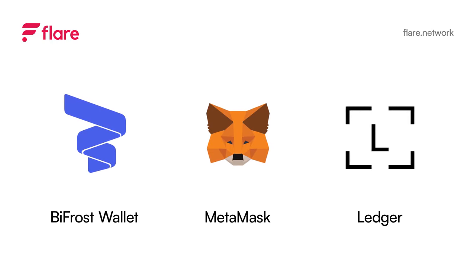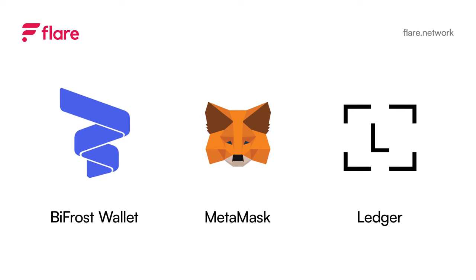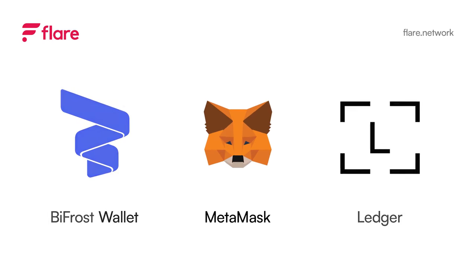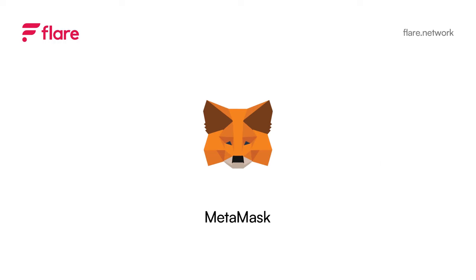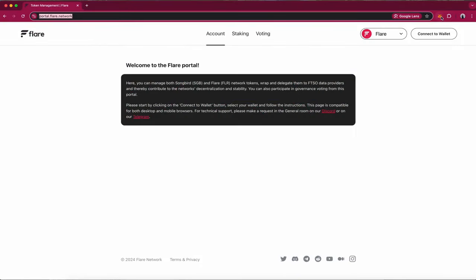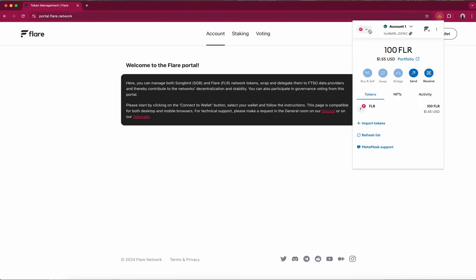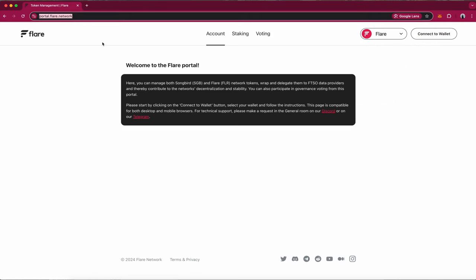The method of wrapping may differ slightly depending on which wallet you use, such as the Bifrost wallet, MetaMask, or a hardware wallet like a Ledger device. Today, we'll use MetaMask. If your FLR is on an exchange, first move it to your non-custodial wallet, in this instance, MetaMask. To find instructions on setting up whichever wallet you're using, visit the user guides on the FLR blog.